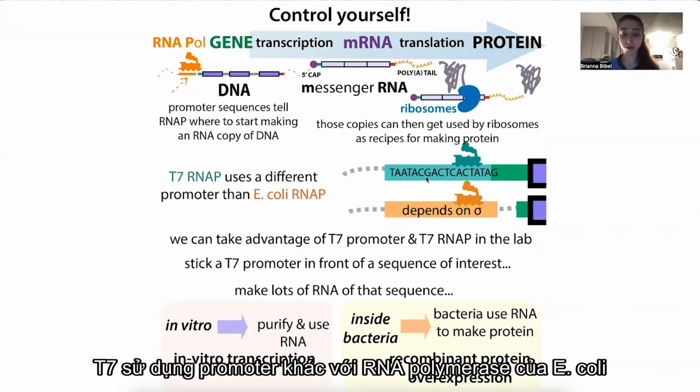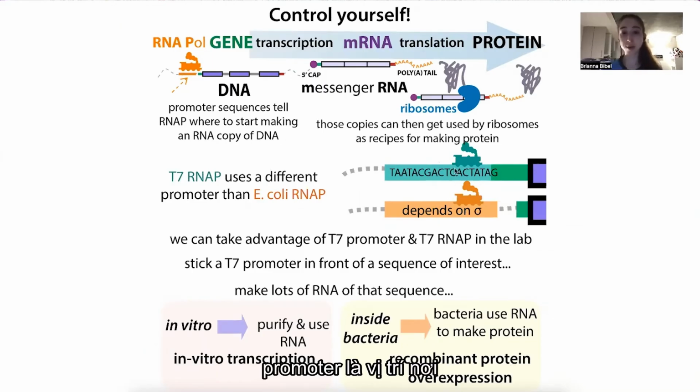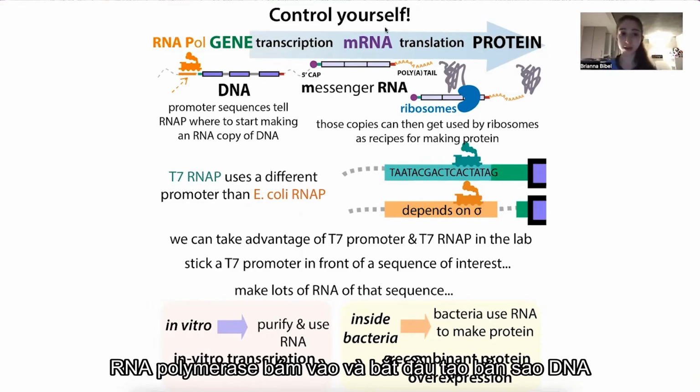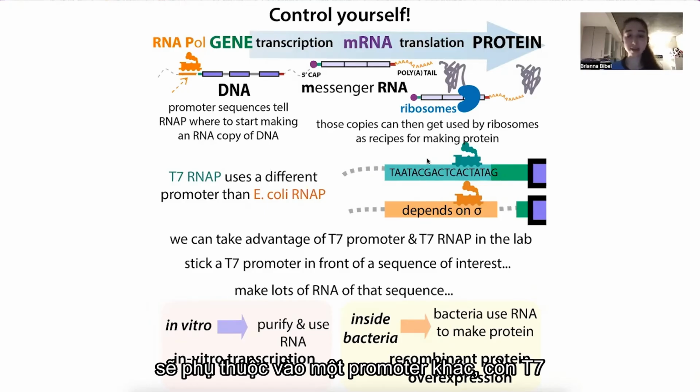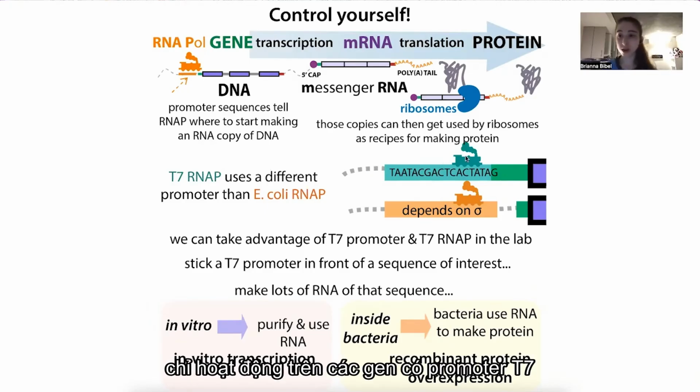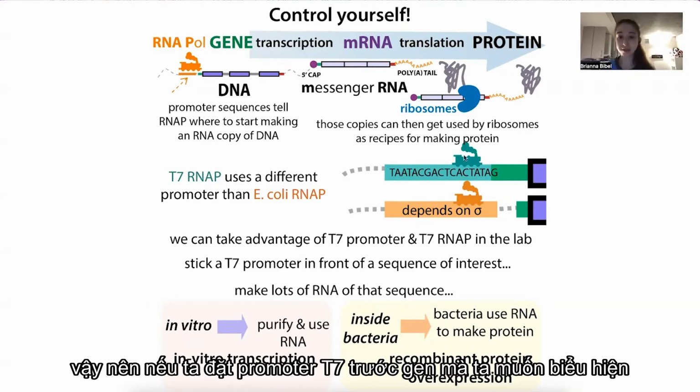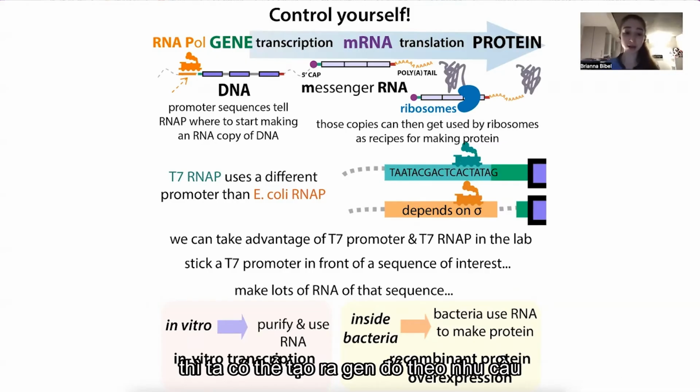T7 uses a different promoter than E. coli RNA polymerase. So the promoter is the part where the RNA polymerase is going to latch on and start making the RNA. The E. coli RNA polymerase is going to depend on a different promoter. And so the T7 RNA polymerase is only going to work on genes that have the T7 promoter. So if we put the T7 promoter in front of a gene that we want made, then we can get that gene made on demand.